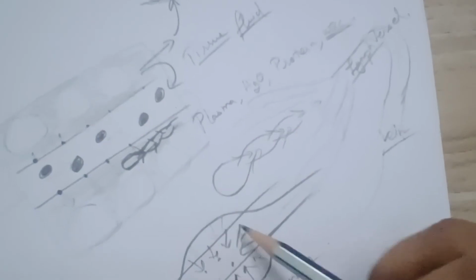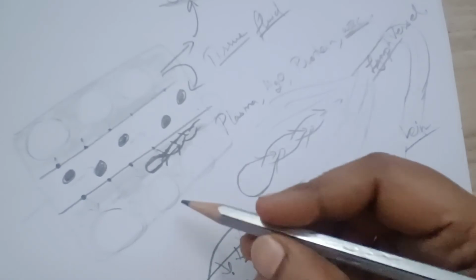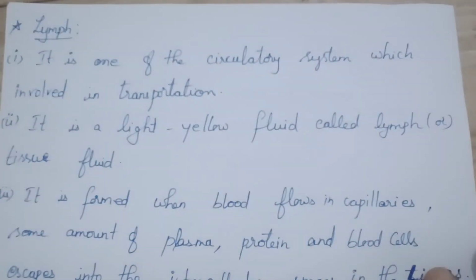And one more part is it fights against the microorganism. It helps in the immune system. And one more thing is, when it is near the small intestine, some of the fats, bigger in size, will not be absorbed through the capillaries. But these fats can be taken by the lymph capillaries and then sent to the blood vessels. Okay, clear on this? So we'll see the notes about this. That's all with this lymph.